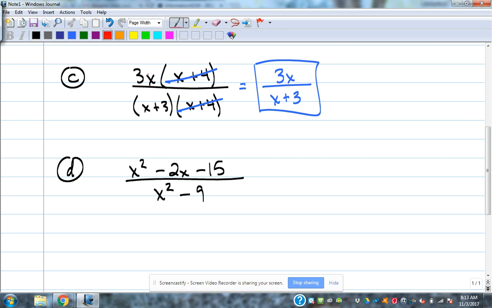So the numerator, the trinomial, so I'm going to think x method, numbers that multiply to be negative 15 and add to be negative 2. Yeah, negative 5 and positive 3. So the factors are x minus 5 and x plus 3. And then what does x squared minus 9 factor as?